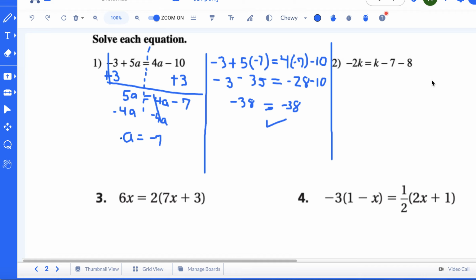So remember, we need to combine like terms. I need to put the variables together. I have a negative 2k on this side, and on the other side of the equal sign, I have k minus 7 minus 8. So I can move this k over here to the other side, and I need to do that by making it 0. So to make it 0, I have to subtract k, and whatever I do here, I must do here. I'm going to subtract k. I'm subtracting 1k, so this cancels. And now negative 2k minus k is like having negative 2 and another negative, so that gives me negative 3k.